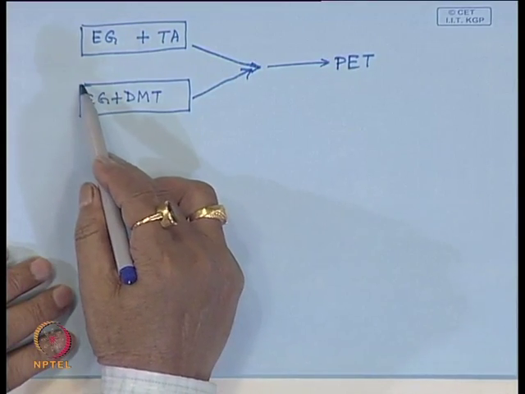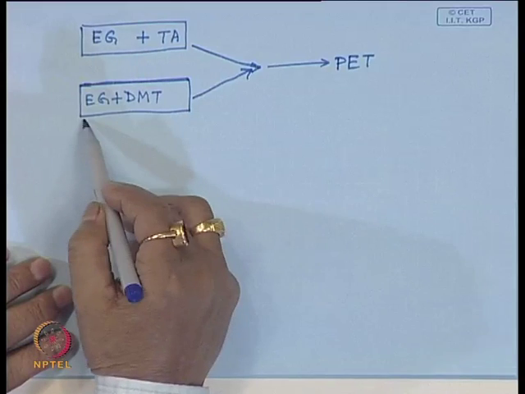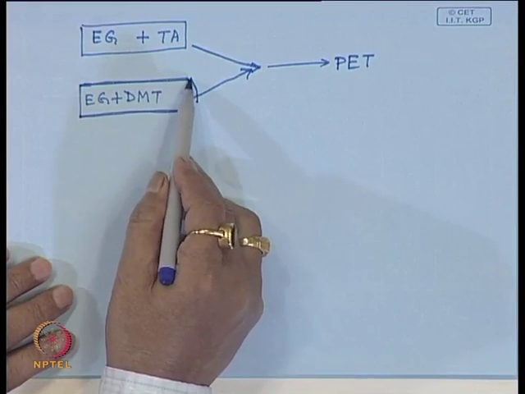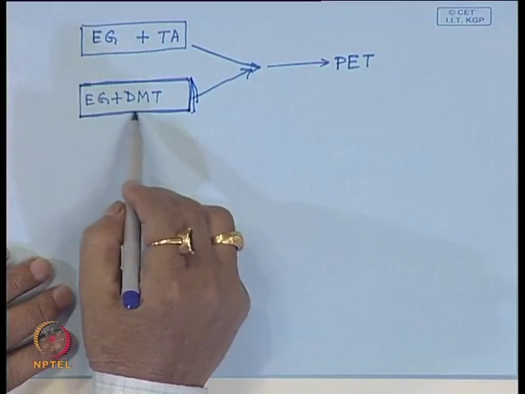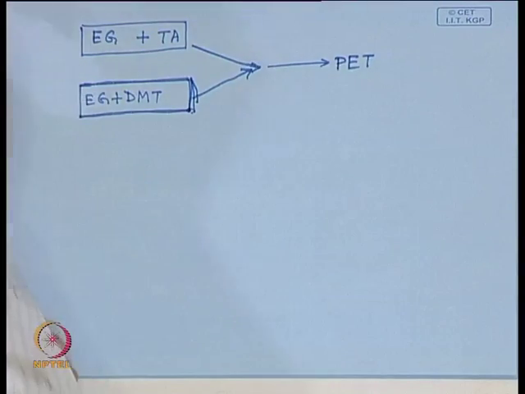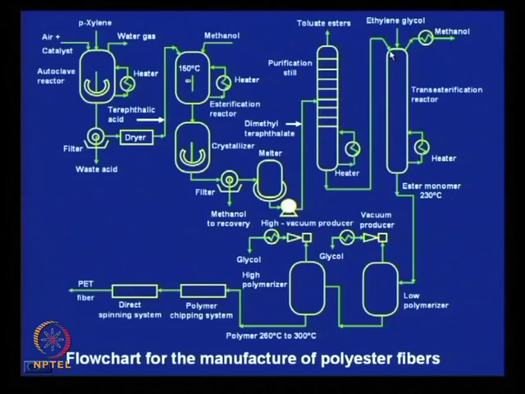Now, actually this is the most accepted technique, this DMT route. Here this shows a DMT route. Now, till this point, this step shows formation of dimethyl terephthalate.